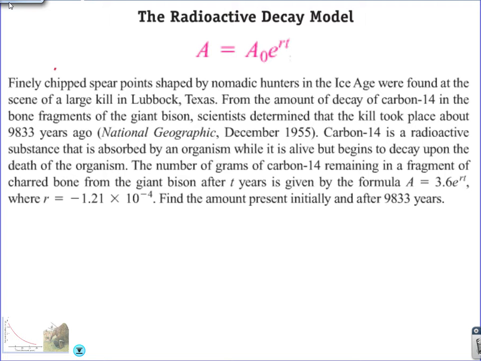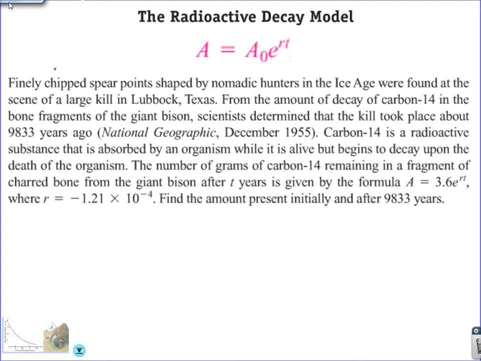Here's another type of equation. And notice the form up here. A equals A to the 0, e to the RT. That is your APERT formula. APERT also works for, and it's weird that you use the same formula for an investment compounded continuously and then a radioactive decay. It's the same formula. Identical.